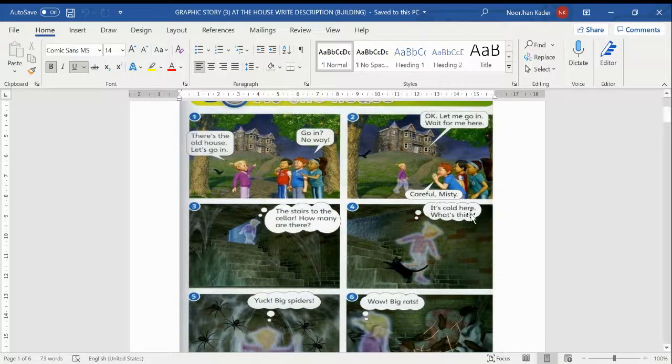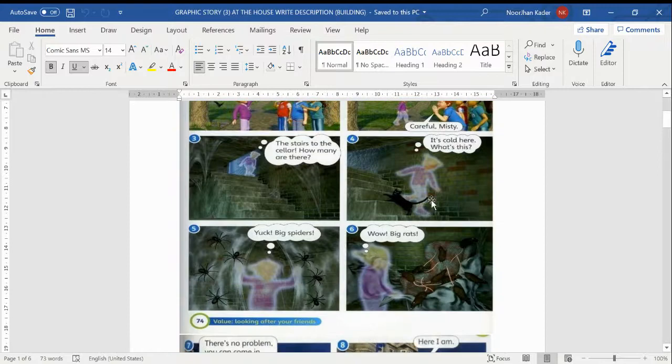So she says it's cold here. What's this? When she goes down the stairs, a black cat almost bangs into her. It was actually climbing up the stairs, but it almost banged into Misty, because this black cat cannot see Misty.